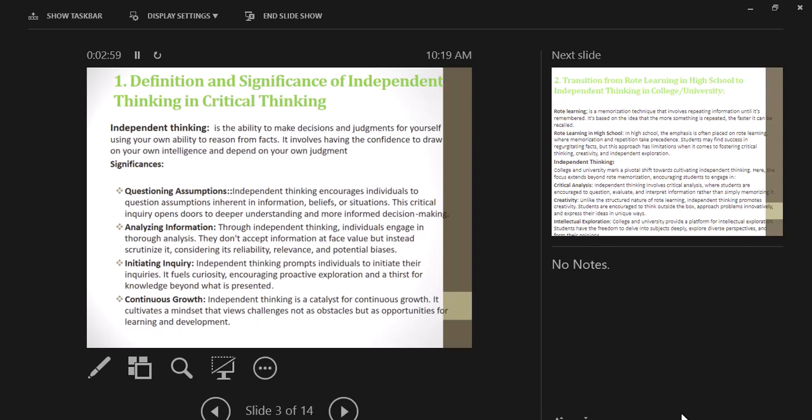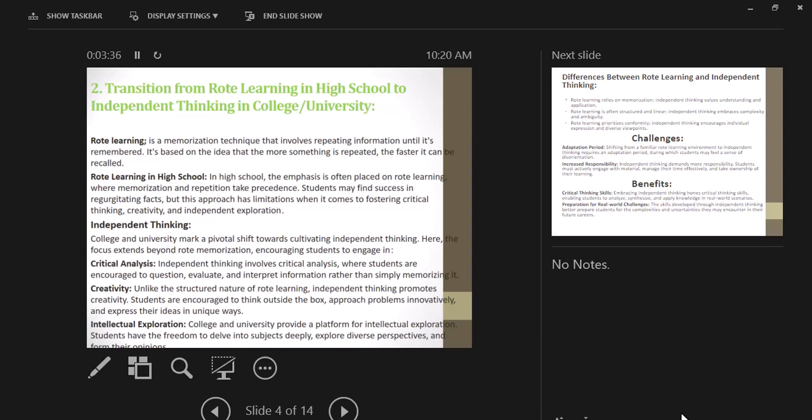And the other is analyzing information. Independent thinkers don't accept information as fact; rather, they analyze and question the information. And the other one, initiating inquiry. Independent thinkers are not limited to what they are presented; rather, they find out more to fuel their curiosity to learn more. And the other is continuous growth. As you explore more knowledge and perspective, you will have a mindset that is developed and cultivated with a lot of strategies.